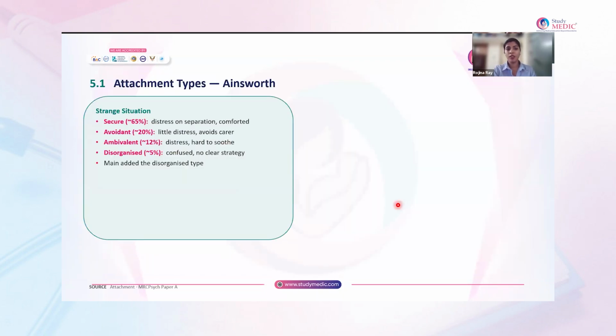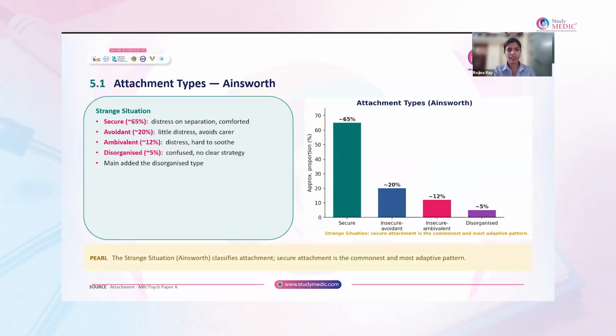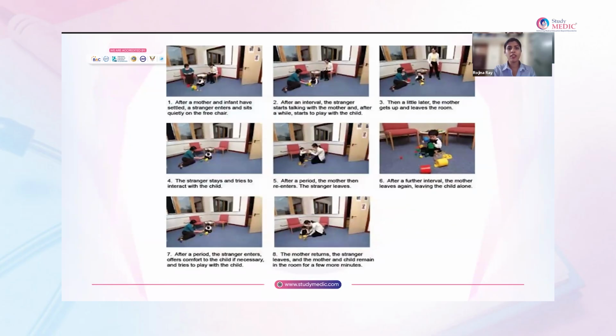Now, coming to the strange situation experiment by Mary Ainsworth. Mary Ainsworth is a psychologist who developed the strange situation experiment to objectively measure the attachment quality. So what is this experiment? I'll take you to the next slide to better understand that. So this is what the strange situation experiment is.